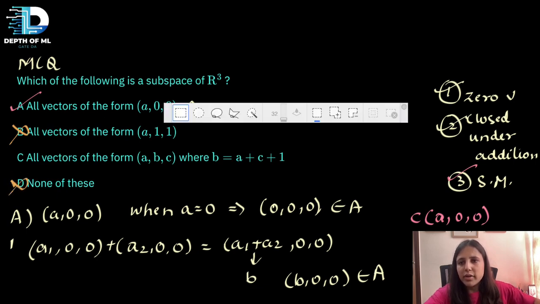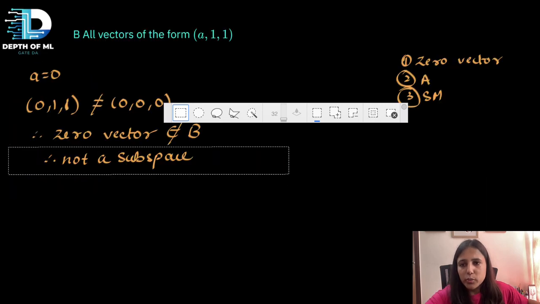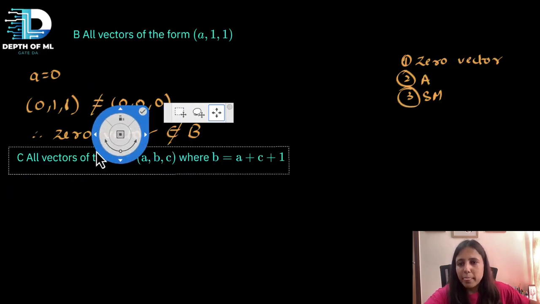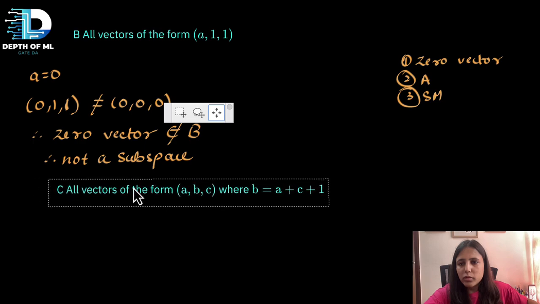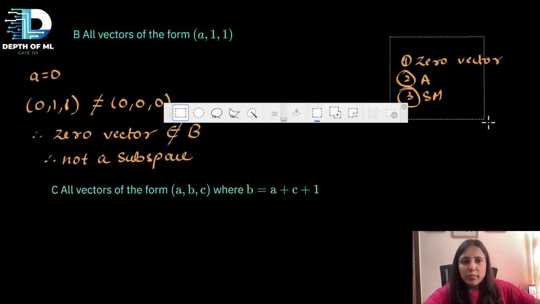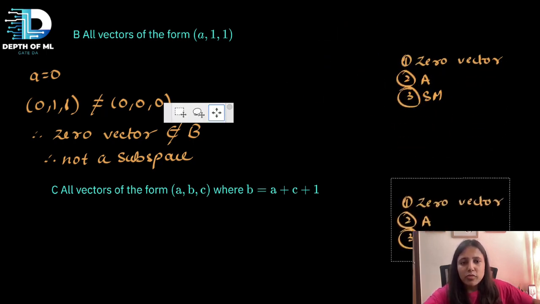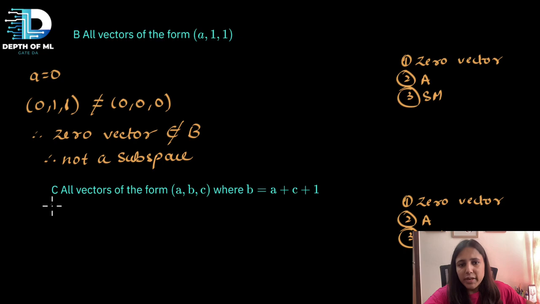So the only option that we have to check now for our surety is option C. So we'll do that here. You will again check for these three and see if any of them is not matching, because in an MCQ obviously one of these will not get satisfied. So we have all the vectors of the form (a, b, c), where b is equal to a plus c plus 1.